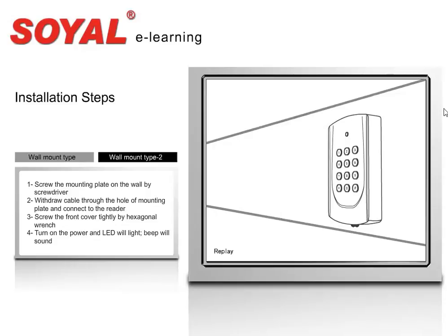There are 4 steps of type 1. 1. Screw the mounting plate on the wall by screwdriver. 2. Withdraw cable through the hole of mounting plate and connect to the reader. 3. Screw the front cover tightly by the hexagonal wrench. 4. Turn on the power and LED will light. Beep will sound.